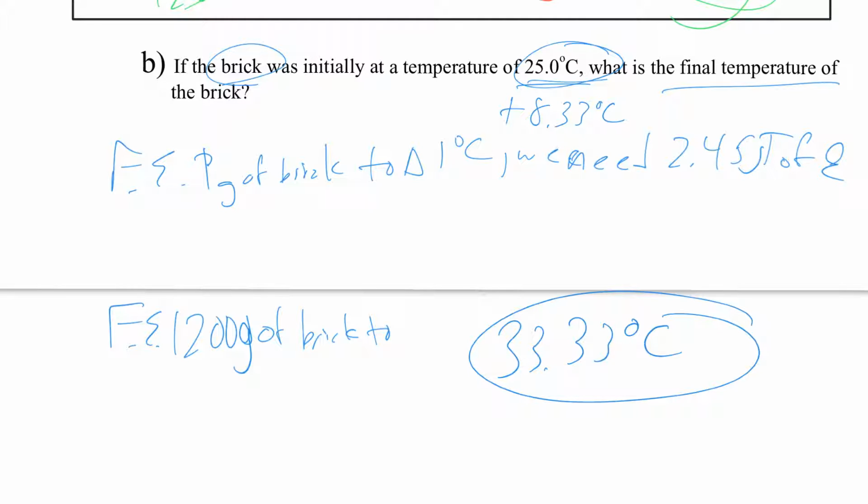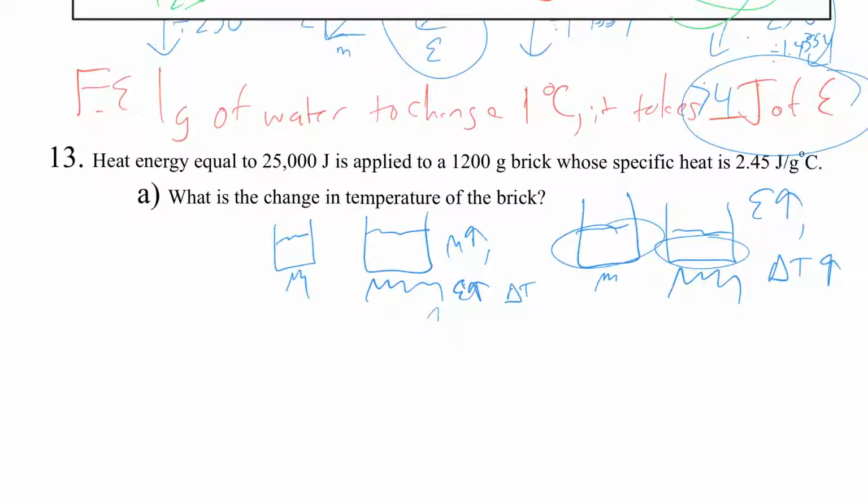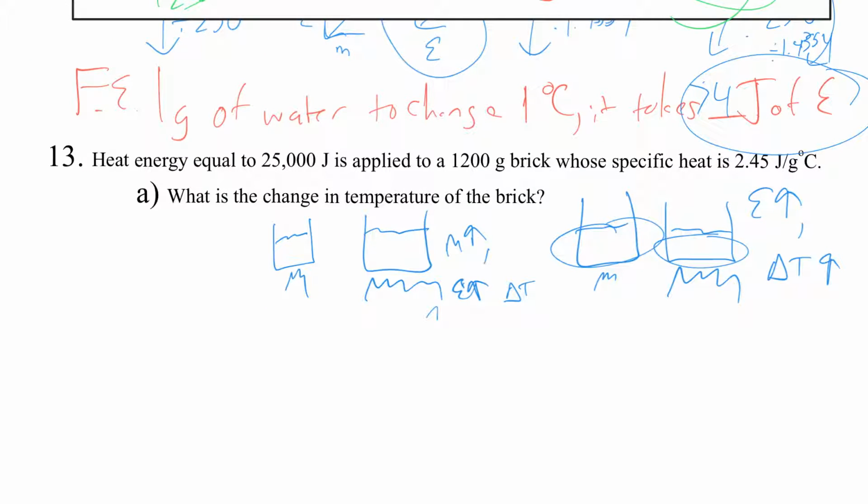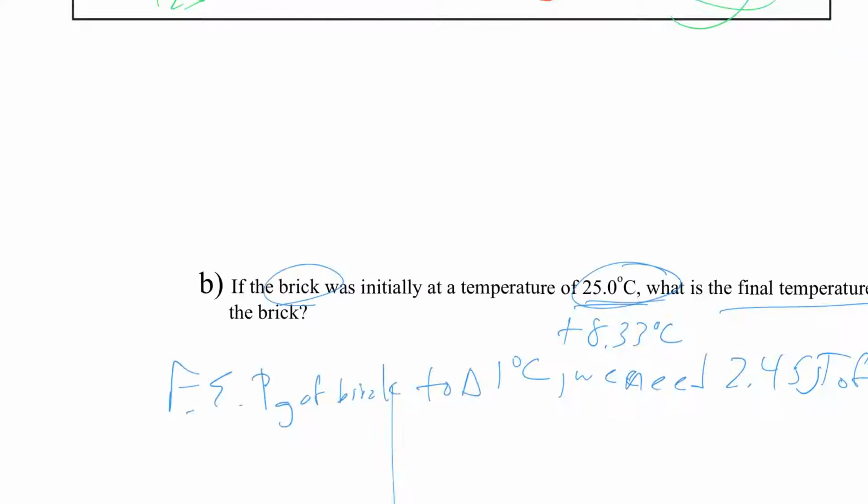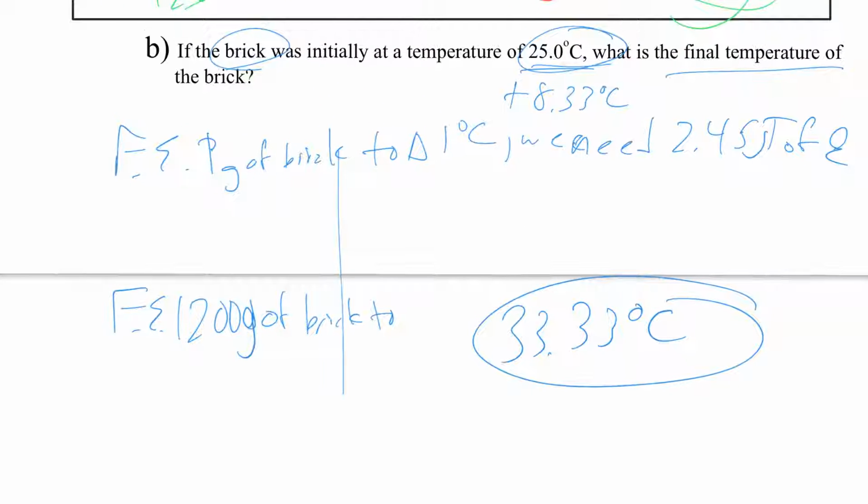Now, we got a choice here. This is at 25 to start, and if heat is applied to it, which it says it is in the problem, right? So it says heat energy is applied, so that means we added heat to the brick. Then we know that this is additive. But what if it said we took away 25,000 joules? Well, that means it would not be plus, it would be minus. But in this case, they did say that it was added, so it's plus. So here's our final answer.